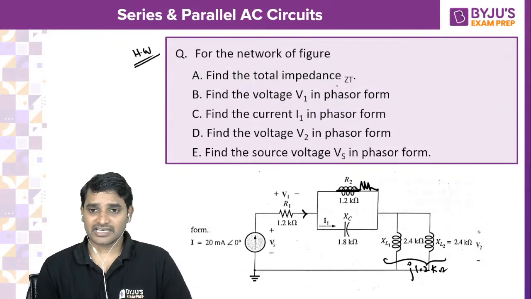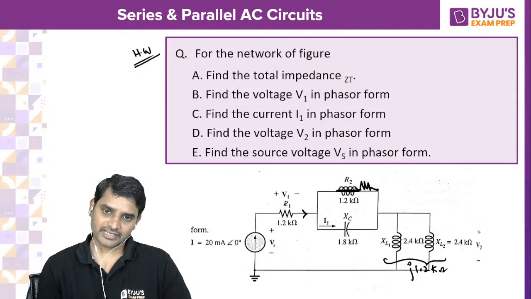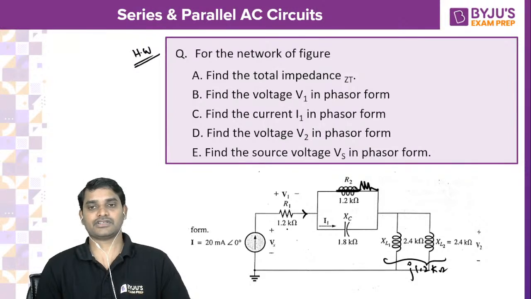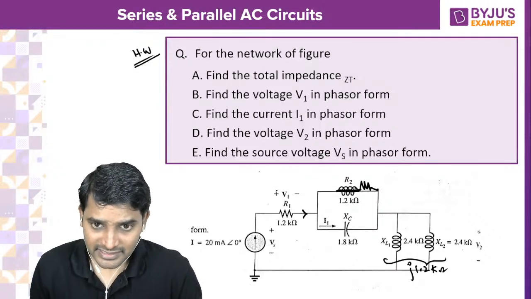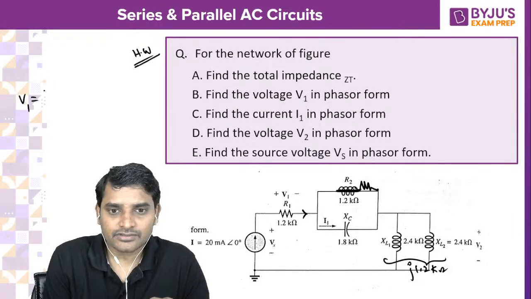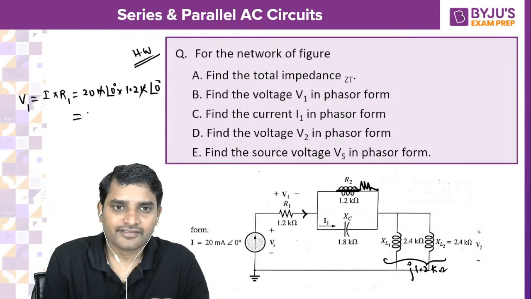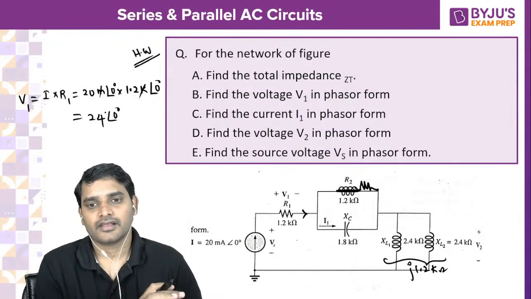Okay, he is asking total impedance, na? Total impedance: so J 1.2 and this one impedance, and for that you have to add. You'll get total impedance. Find voltage V1 in phasor form. What is V1? V1 is here. If you know the current, V1 is simply current into resistance. That is 20 milli at an angle 0 into resistance 1.2 kilo at an angle 0. Kilo and milli get cancelled, so it will be 12 2s are 24, 24 at an angle 0.